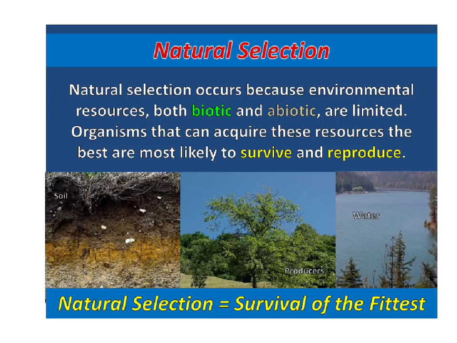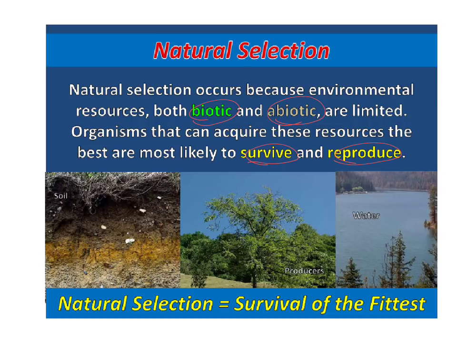Natural selection occurs because environmental resources, both biotic and abiotic, are limited. And if you remember, we talked about biotic and abiotic resources. Biotic, of course, means living, and abiotic means non-living. Organisms that can acquire these resources the best are most likely to survive and reproduce. And there's those special words again that you're going to hear about 8 million times more. Survival and reproduction is kind of the goal of organisms. So if you have some traits that help you acquire resources, you're going to be able to do those two important things.